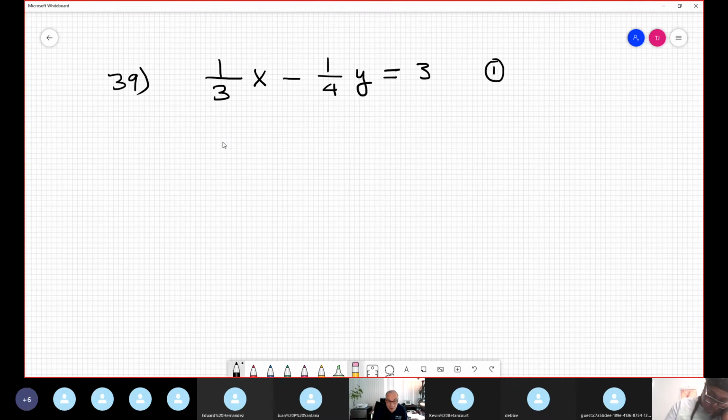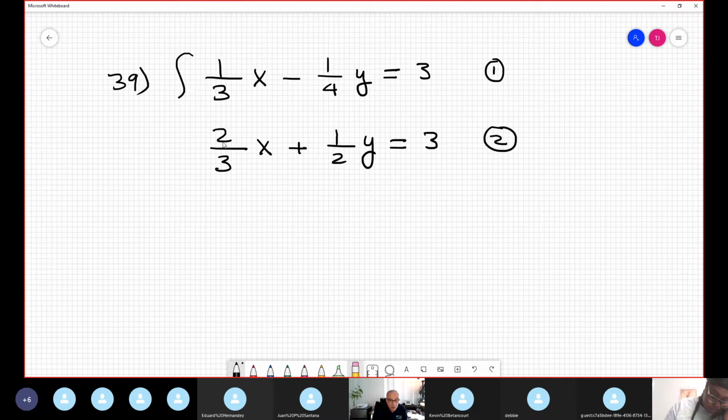Okay, this is my first equation. And my second is 2/3 x plus 1/2 equal 3. Okay, this is my system, including fractions. We can manipulate, but no. The best way, in my opinion, is multiply.